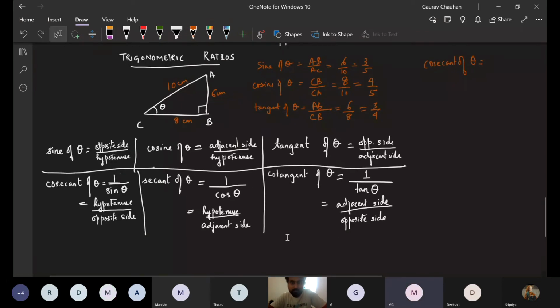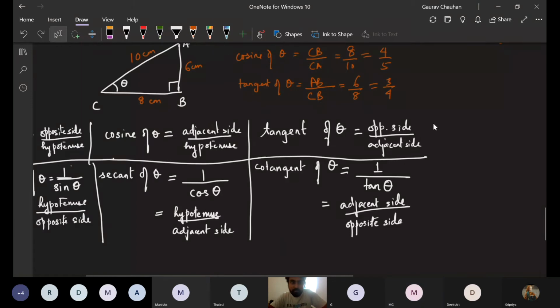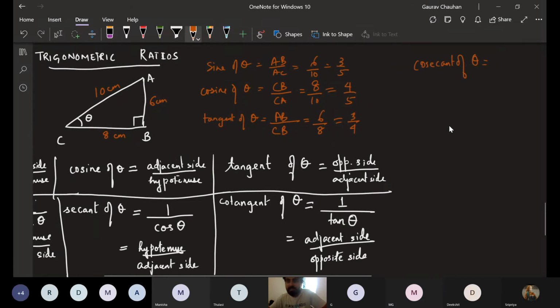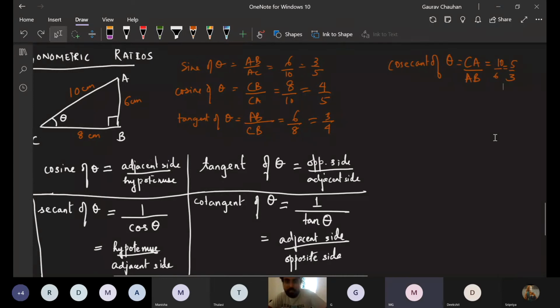Sir, cosecant of theta is hypotenuse by opposite side. So yes, hypotenuse is CA and opposite side is AB. Perfect. Simply you can see reciprocal of this also. So what will finally you get? 10 by 6, that becomes 5 by 3. Can you see it's ulta of what you got as sine theta? Yes, sir.